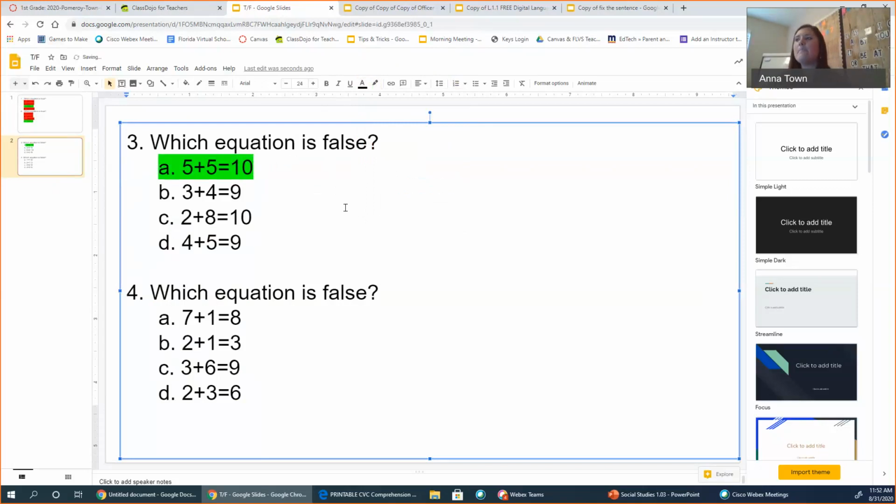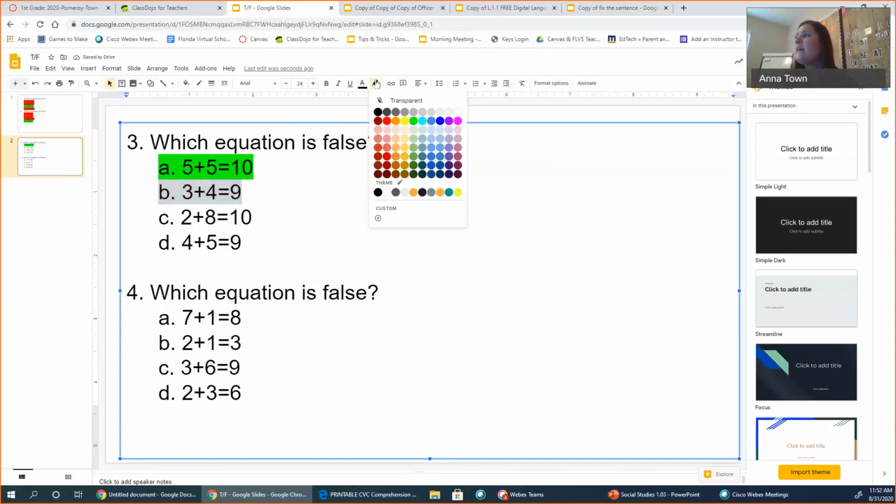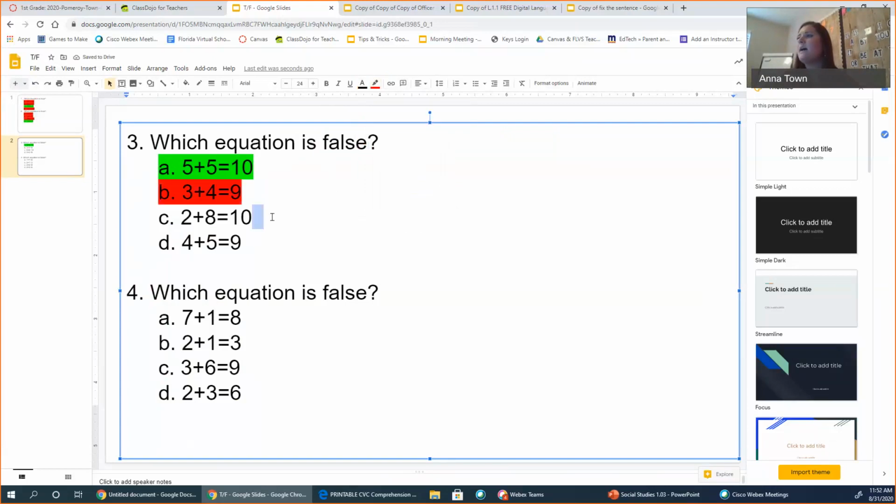Now let's look at B. 3 plus 4 equals 9. Is this a true statement or a false statement? It's false. We put 4 in our brain, 3 fingers up, 5, 6, 7. So boys and girls, we're going to highlight this red because it is incorrect. Oh, we found the incorrect one. So does that mean that we just get to stop? No, we have to work all the way to the bottom.